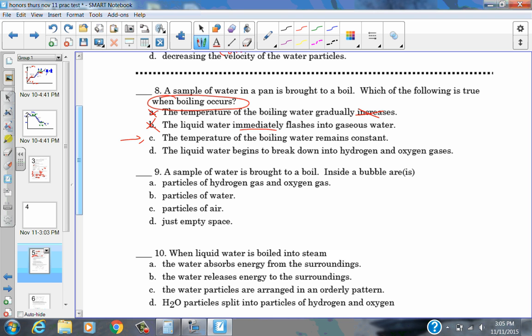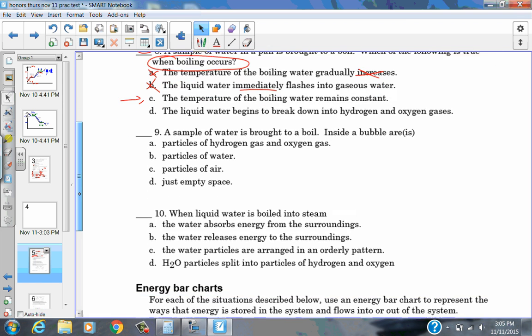The liquid water begins to break down, and now never mentioned. I guess we don't have a lot of information to know that that isn't the case, but never mentioned. C is the best answer.